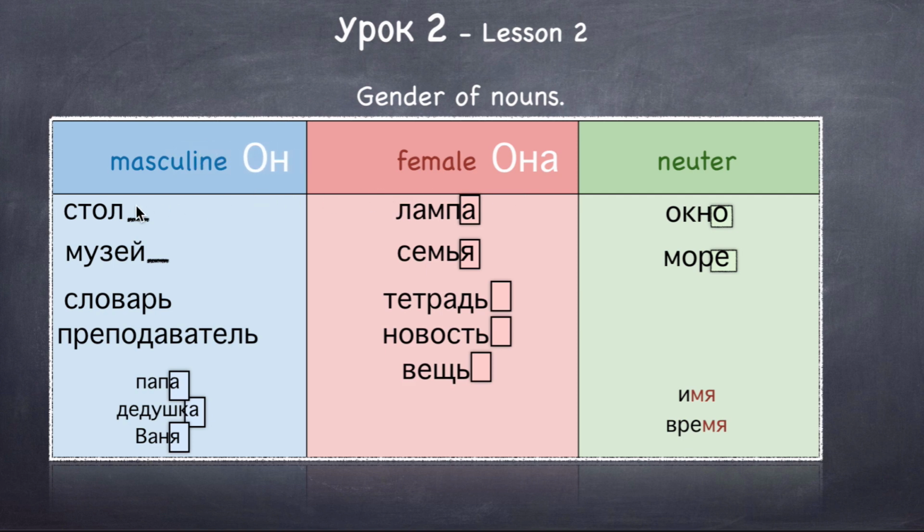Then masculine nouns will be replaced by the masculine pronoun он. Стол – это он. It's not just it. You will have to replace it with он. Literally, you're saying he. The table is he in Russian. Okay, and neuter nouns will be replaced with оно. Окно – это оно. And you see how it rhymes. Лампа – она. Окно – оно.